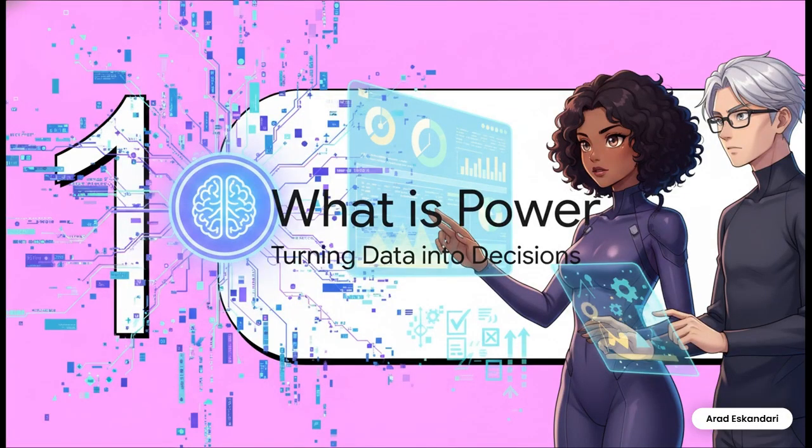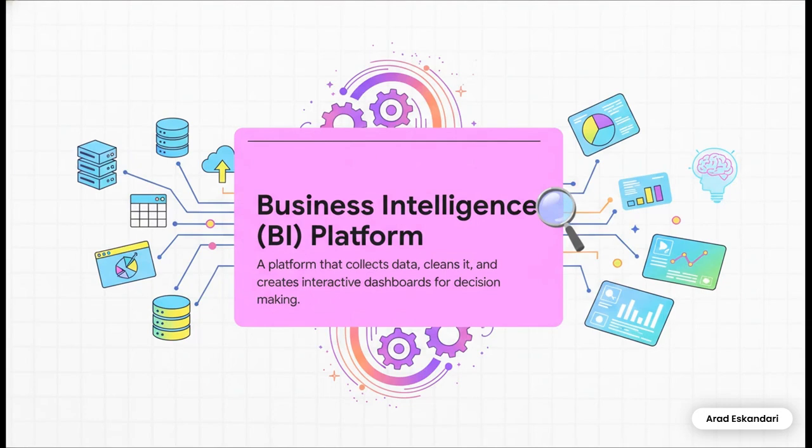All right, so let's really get to the heart of it. What exactly is Power BI? And how does it actually help you turn all that raw data into smarter, faster decisions? At its core, Power BI is a business intelligence or BI platform, which is just a fancy way of saying it's a system that does three things incredibly well. First, it connects to all your different data sources. Second, it automatically cleans and organizes that data for you. And third, it lets you build these beautiful interactive reports that don't just show you what happened, but actually help you decide what to do next.